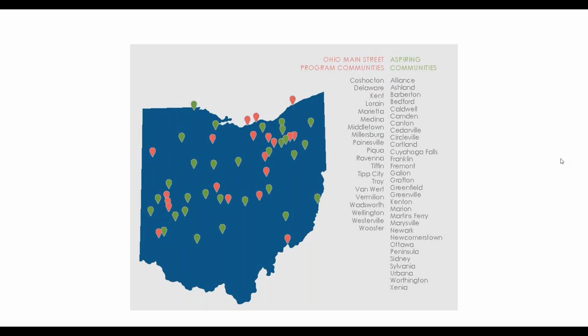We also have aspiring communities that you see in the green dots. These are communities that perhaps are interested in becoming affiliate programs. Or if they're not, they still work with us through downtown revitalization. We will work with any community that wants to make their towns better, and that is what we're here to discuss today. So Frances Jo, if you could please take it away and give an overview of Ohio Main Street and the DART visit, I would appreciate it.